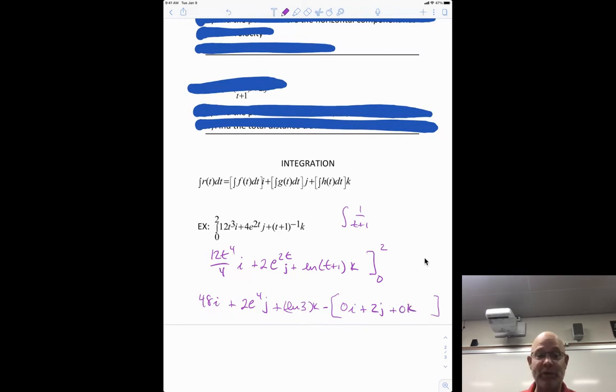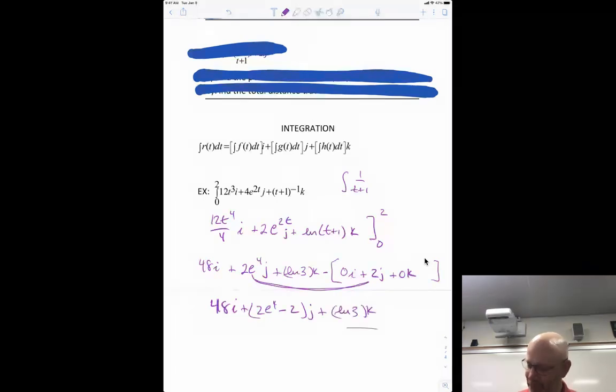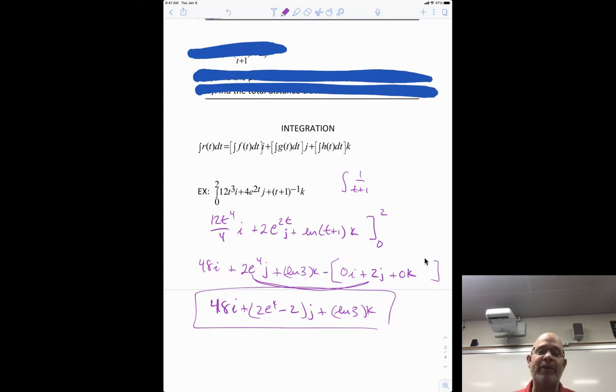And now we're just going to subtract the individual components, or the like terms, for lack of a better term. 48i plus 2e to the fourth minus 2. Those are the like terms there. j plus the natural log of 3k. And there's my answer. So integration, limits, derivatives, all very, very straightforward, just term by term by term.